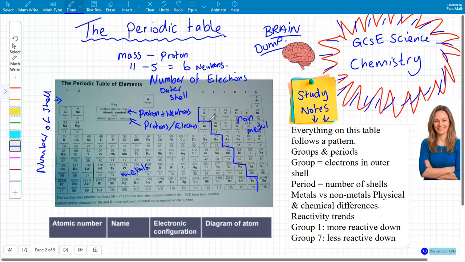Okay, so trends. If you look at group 1, which is the first group here, you are going to draw with your brain dump an arrow pointing downwards. Why have you done that? Well, it's because as these elements go down the group, they become more reactive.